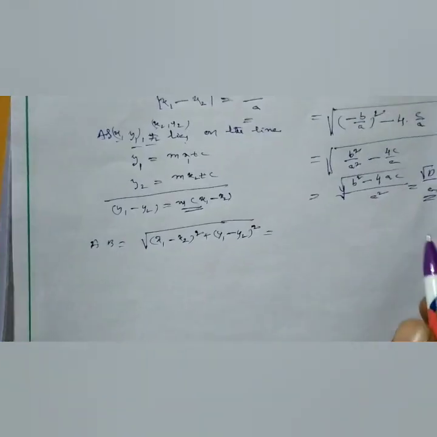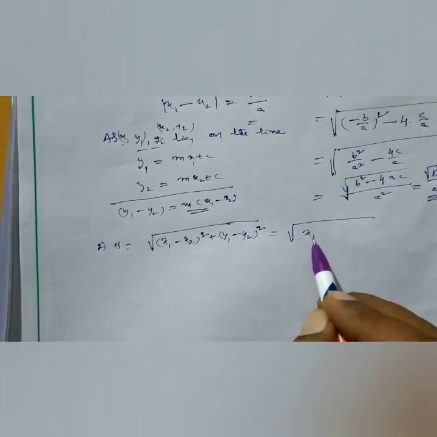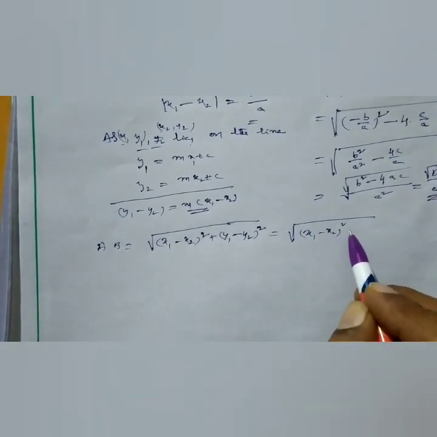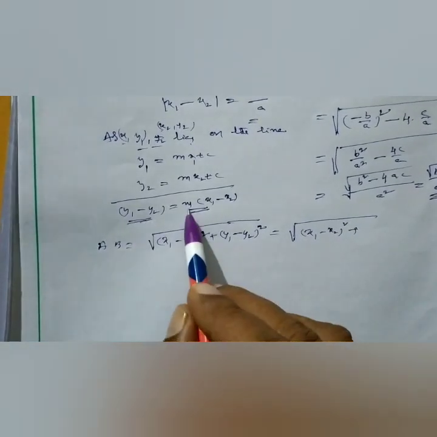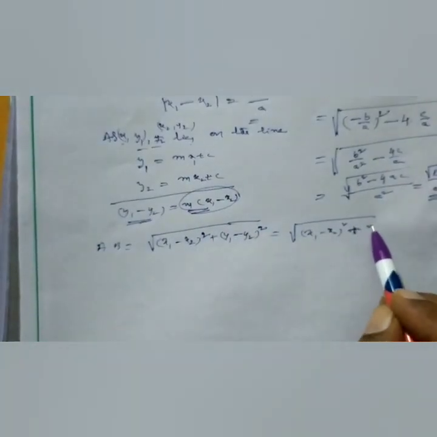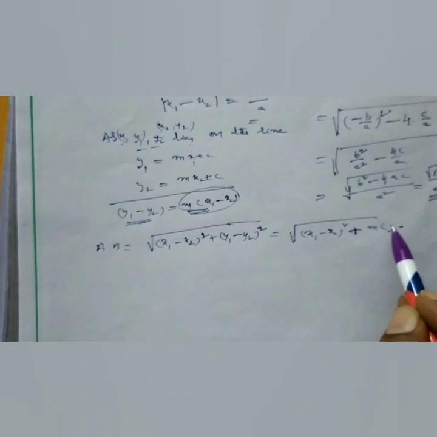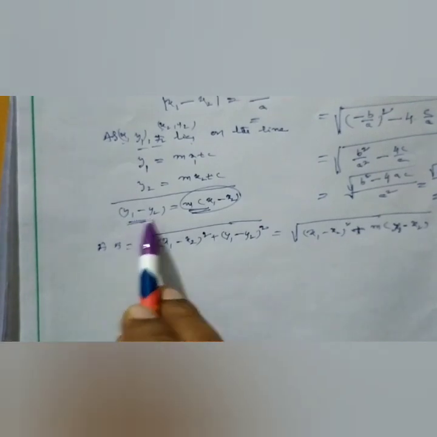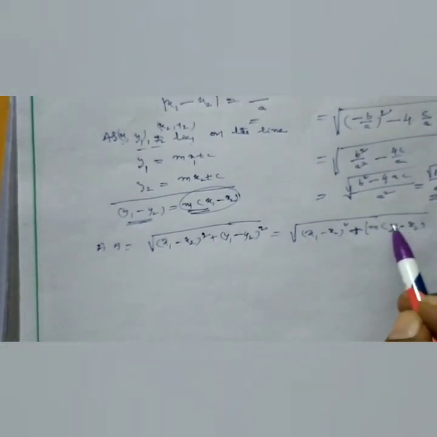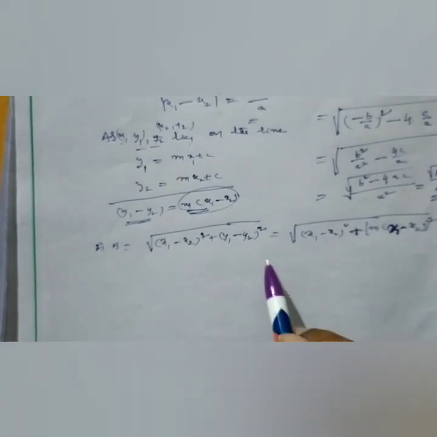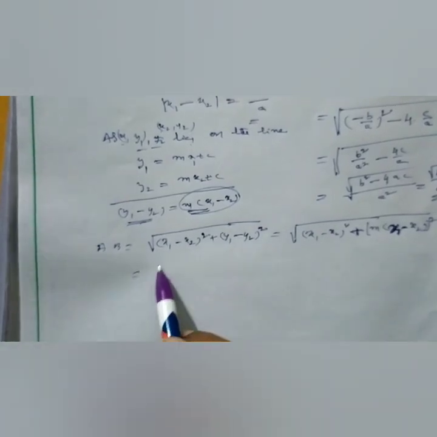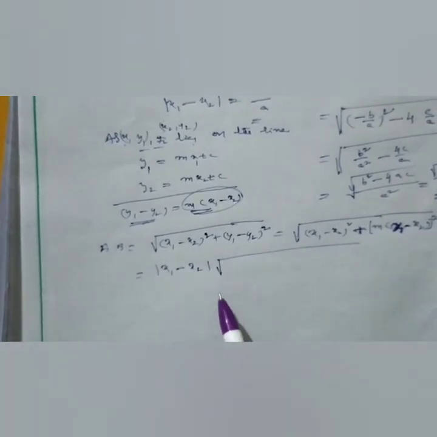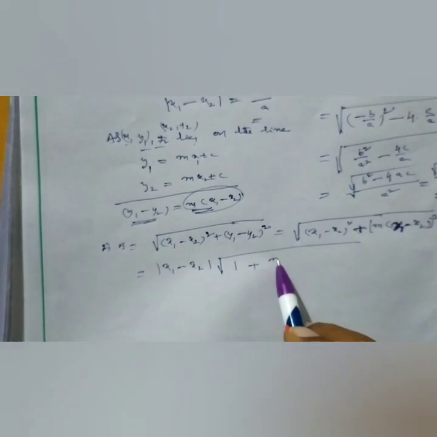Which is equal to square root of x1 minus x2 whole square plus, instead of y1 minus y2, what can we write? m of x1 minus x2, whole square. So x1 minus x2 whole square, taking common x1 minus x2 from the square root, we get modulus of x1 minus x2 into square root of 1 plus m square.